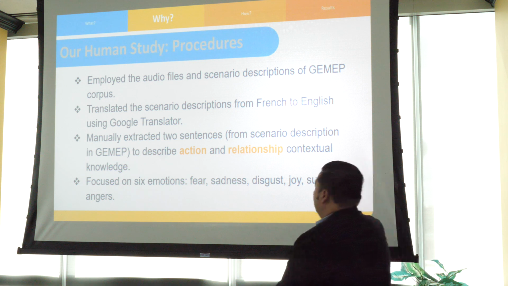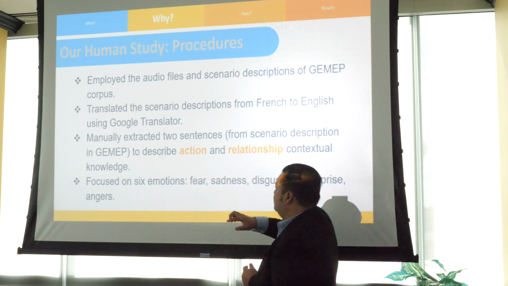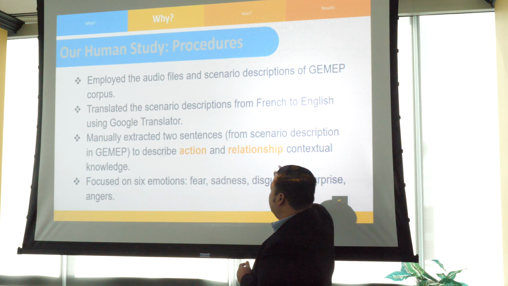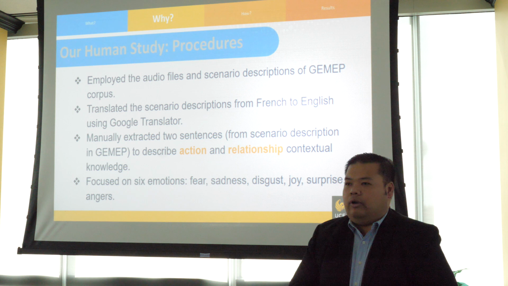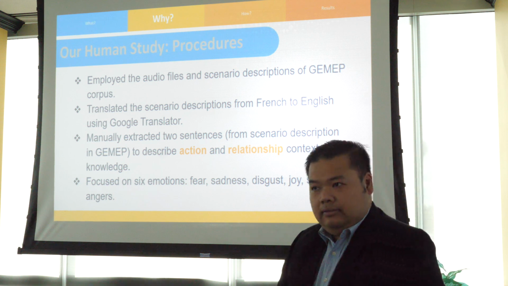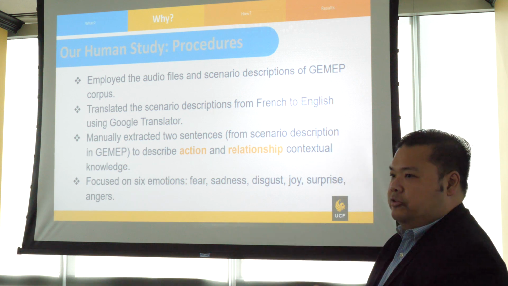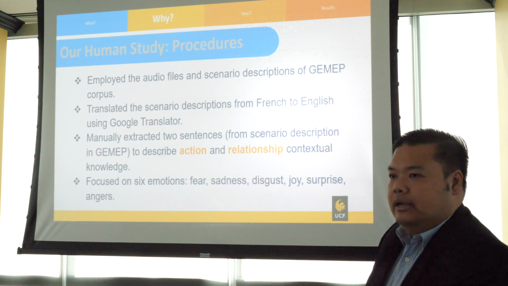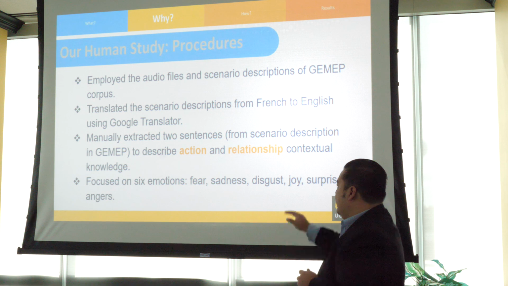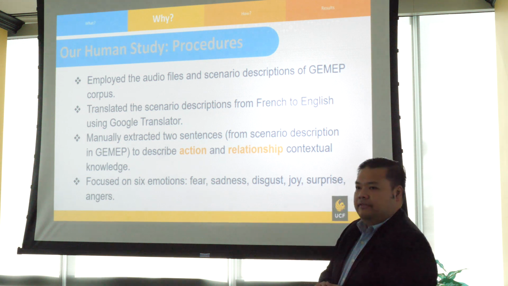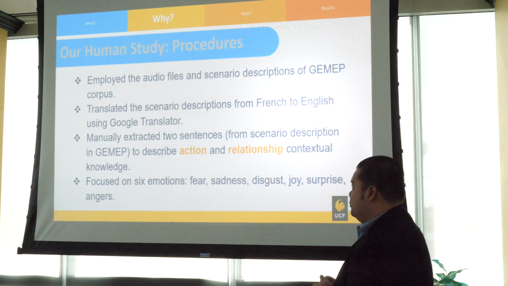And from those descriptions, I extracted 2 different contextual knowledge types, action and relationship. Action basically describes what the speaker is doing. And relationship basically associates whatever objects are around him or her with the speaker. And then for this research work, instead of working with 5 emotions, I chose Ekman's 6 universal emotions, just to see how humans react to emotions and cognitions using linguistic features.